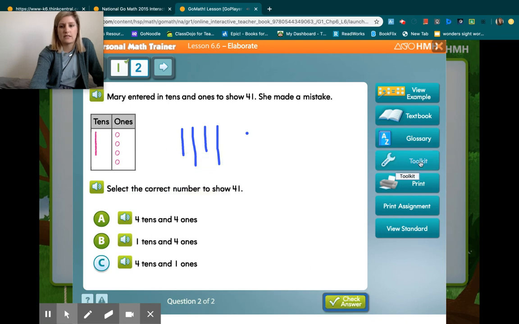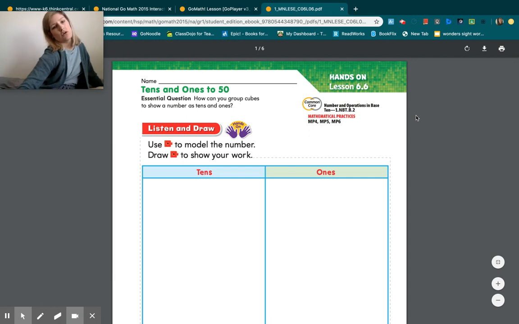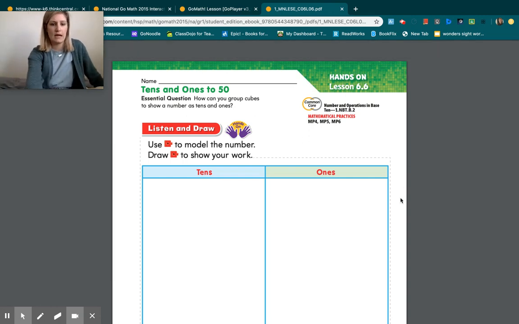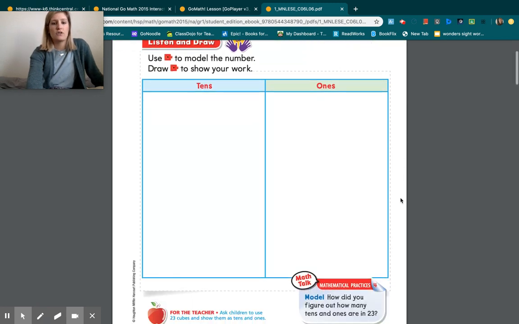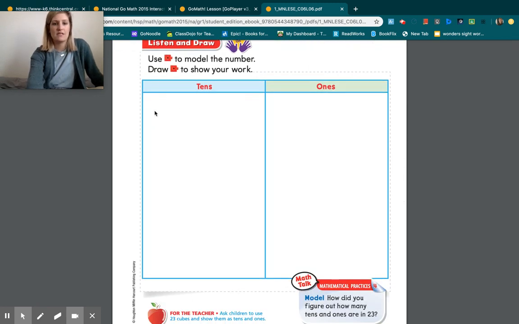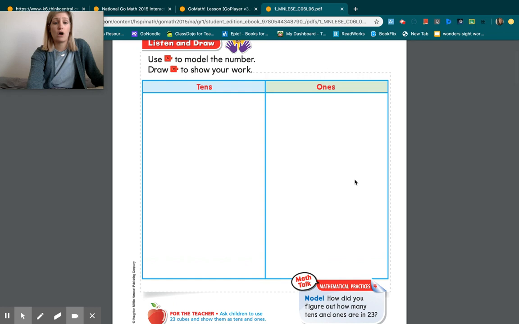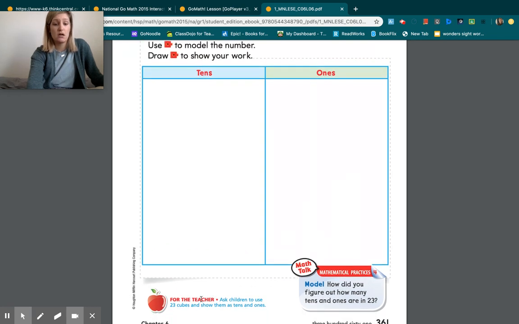All right, you guys, the last thing I'm going to do before I send you off to do your work is I'm going to show you what pages you're going to do in your workbook and help you get started, okay? So there are 2 sides to this listen and draw. This is the 10 side and this is the 1 side. They want you to draw a quick picture of 23 cubes, okay? 23. So let's write that number 23 together.